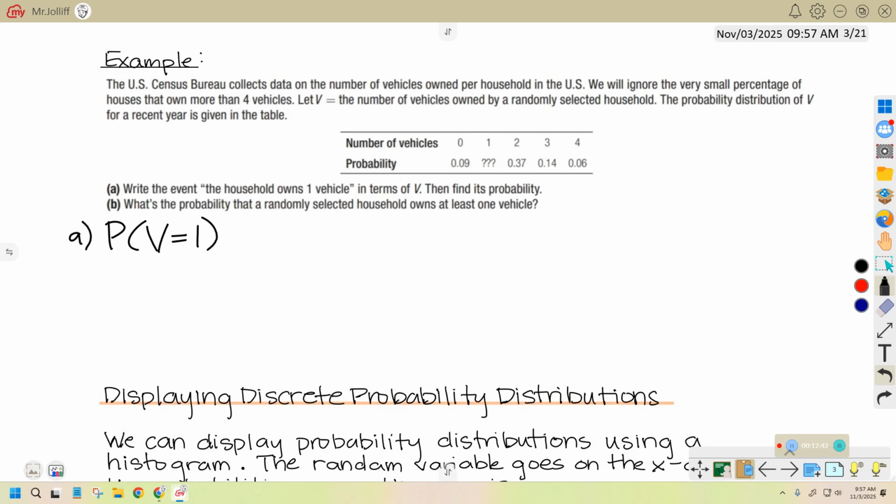How can I find that? Does anybody have any ideas? Take a minute, talk to your neighbors. How can we find that missing probability?